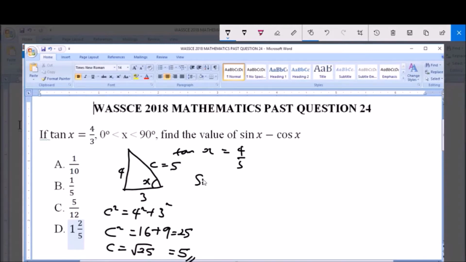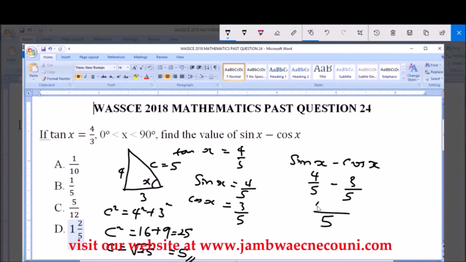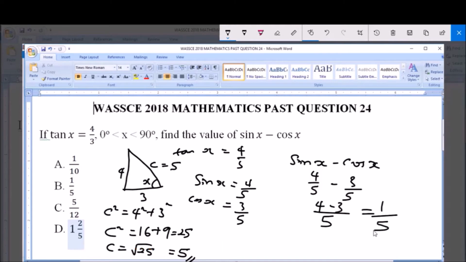Now from this we can say sine x is equal to 4 over 5 and cos x is equal to 3 over 5. Now back to the question. The question says sine x minus cos x. Now that is 4 over 5 minus 3 over 5. The LCM will be 5 because we have the same denominator. So 5 into 5, 1, multiplied by 4 will give us 4, and 5 into 5, 1, multiplied by minus 3 will give us minus 3. And this is equal to 1 all over 5.